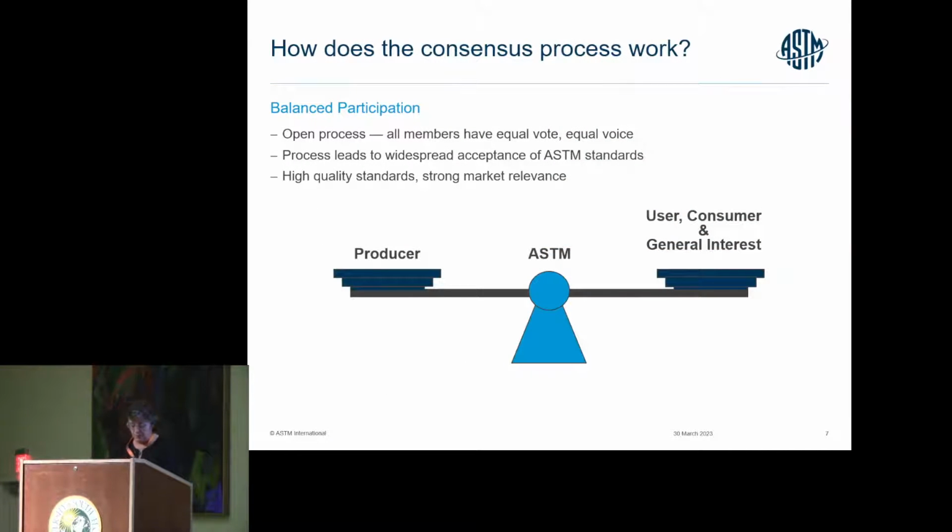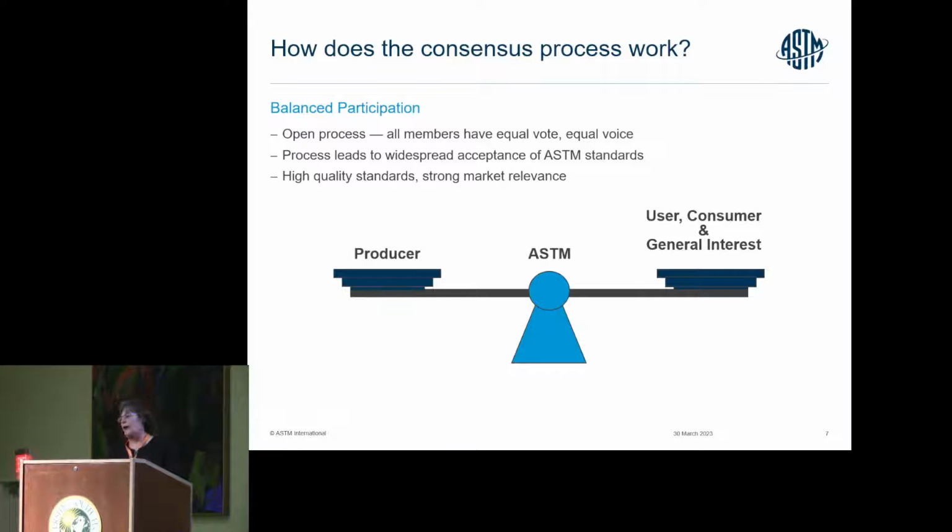How does the consensus process work in ASTM? All members have a vote, giving everyone the chance to participate in the process. Balance is maintained at the main committee and subcommittee levels by assigning members a classification. There are classifications of user, producer, general interest, or consumer. The number of producer votes must always be equal to or less than the total number of the other three, keeping the balance of the producers.